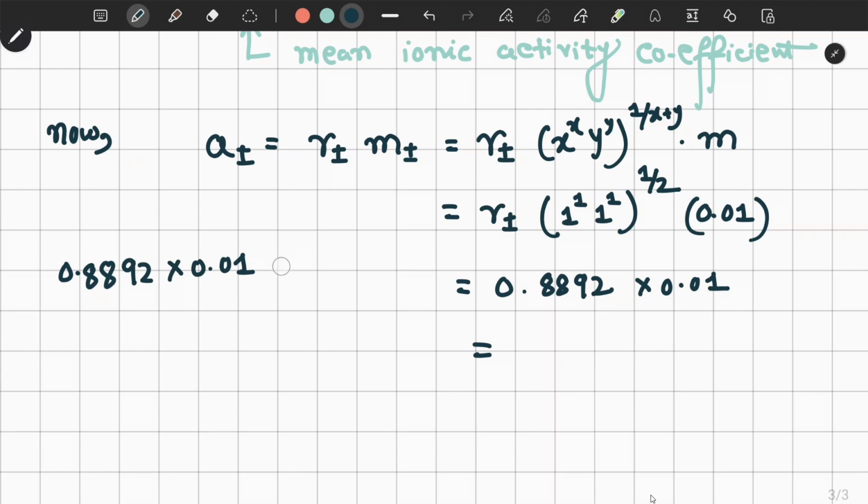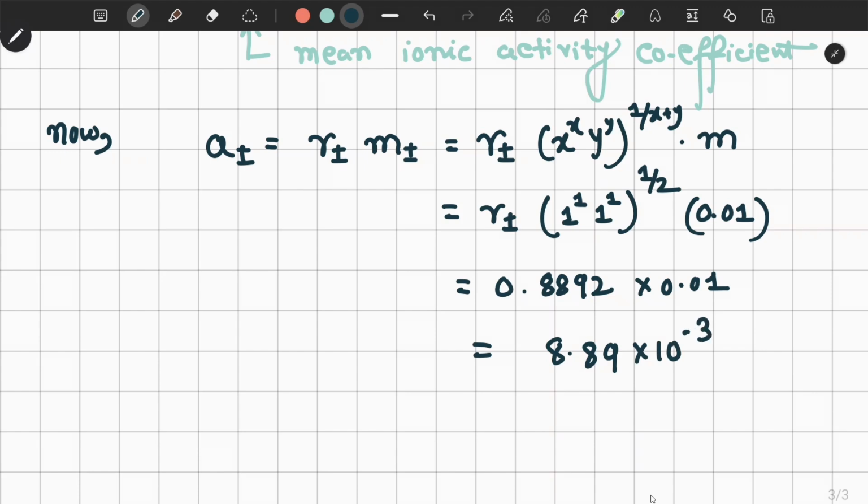This is not as good as a calculator. So what will be the answer? 8.89 times 10 to the power minus 3. Yes, that should be. This is just one. So this is the mean ionic activity.